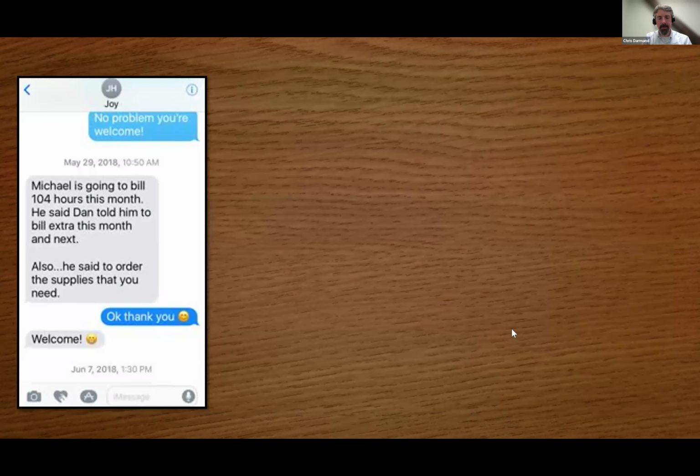Here you'll see some other interesting information gathered. Individuals who worked in the office had occasionally received text messages from Joy specific to the child support enforcement program. I'll give you a moment to read these. They're pretty revealing. Here in May of 18, Joy said Michael's going to bill 104 hours this month. And here it makes reference to Dan, who was doing some bookkeeping for the program.